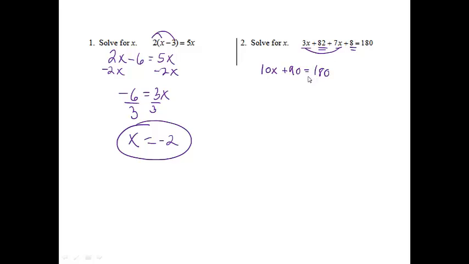and then it equals 180. And then if I'm solving for x, to get rid of the plus 90, I'm going to do minus 90. So I will get 10x equals 90, and then to finish it, I'll divide both sides by 10, and I'll get x is equal to 9.